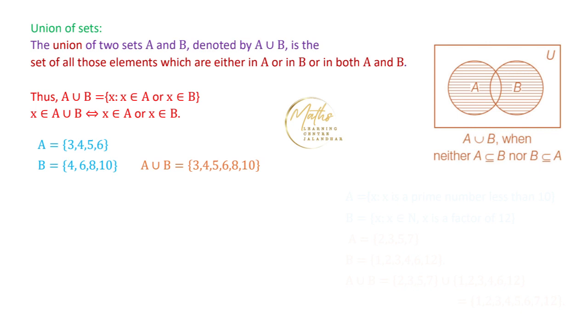Now we move on to another example of the union of sets. Suppose we have the set A, with elements x, where x is a prime number less than 10.